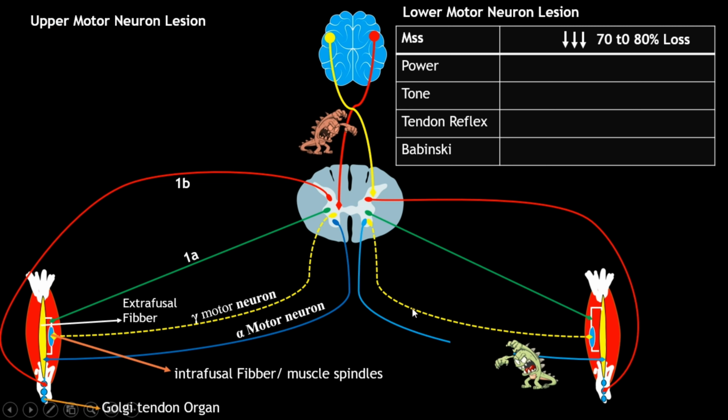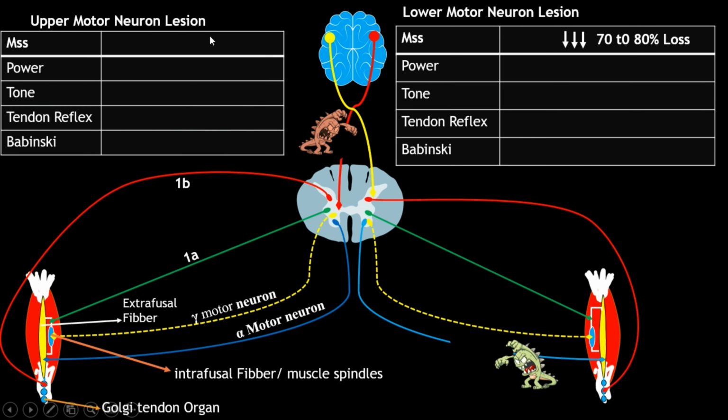Now come to the right side and let's produce the injury to the upper motor neuron. Here the injury is produced to the upper motor neuron, and we will see what happens. Same, we will check the mass, power, tone, tendon reflex, and the Babinski sign. Now as you see, the upper control is lost from the lower motor neuron. The upper motor neuron controls the lower motor neurons. So the upper control is lost, but the lower control is okay, it's not lost. So it releases acetylcholine in a small amount for muscle growth, but the action potential does not occur.